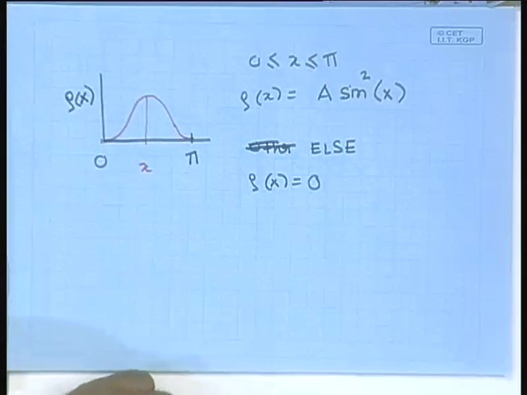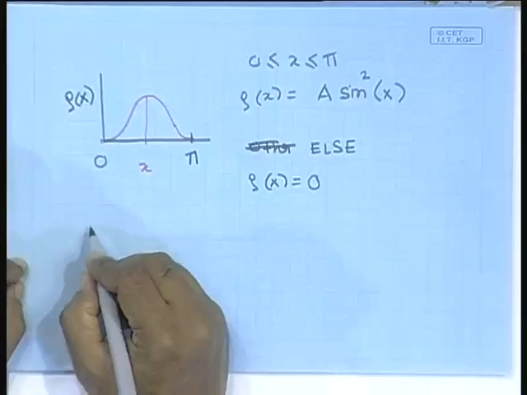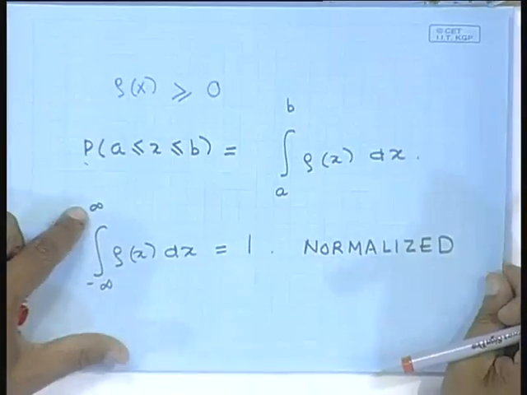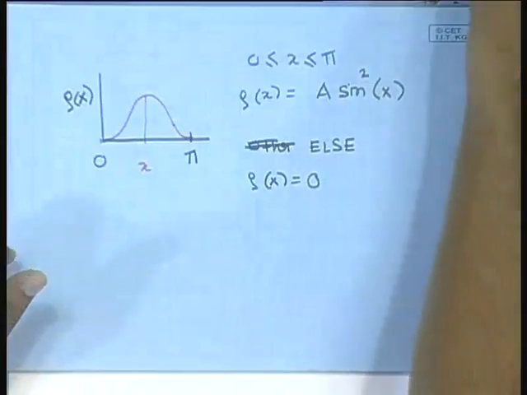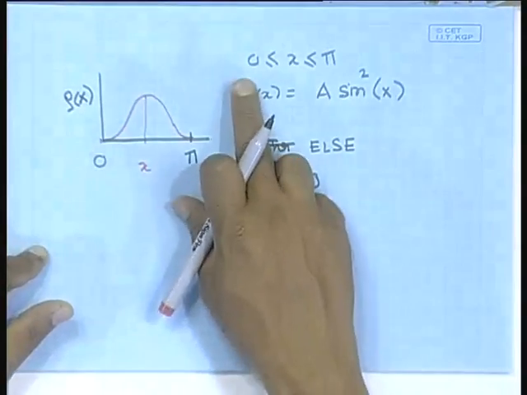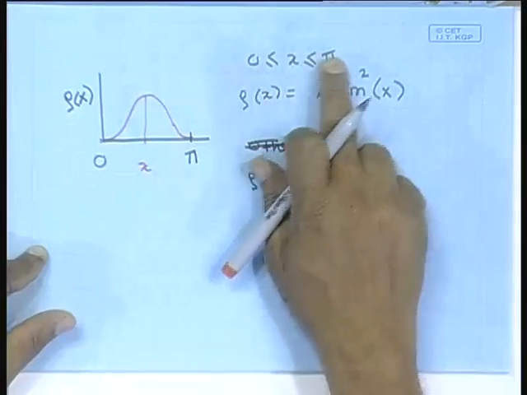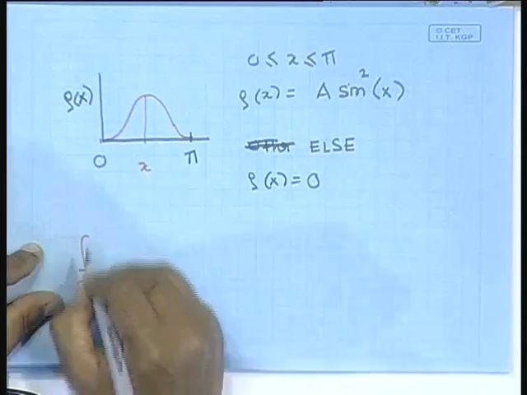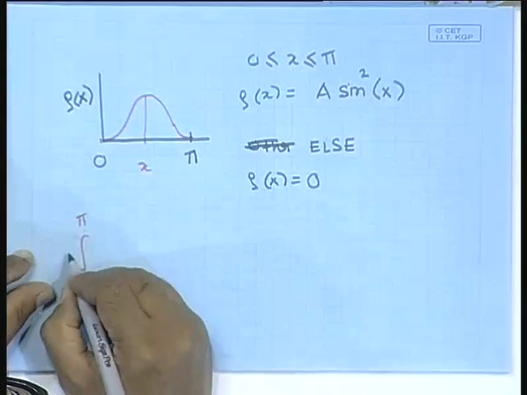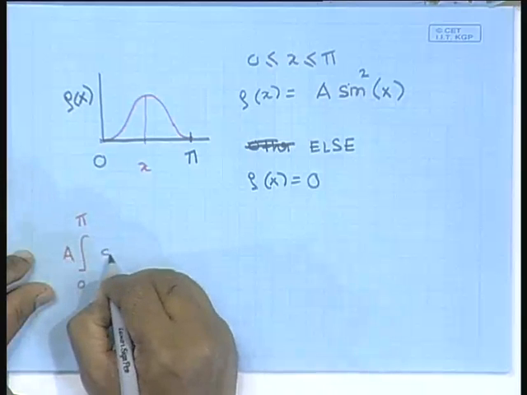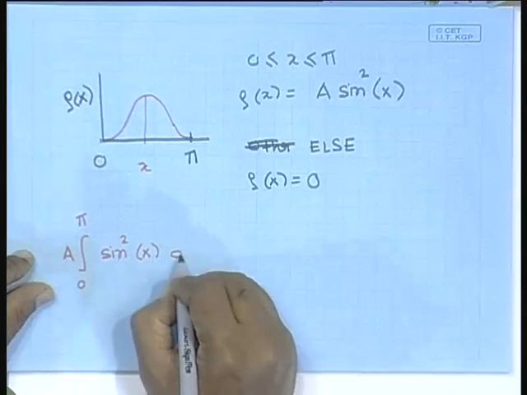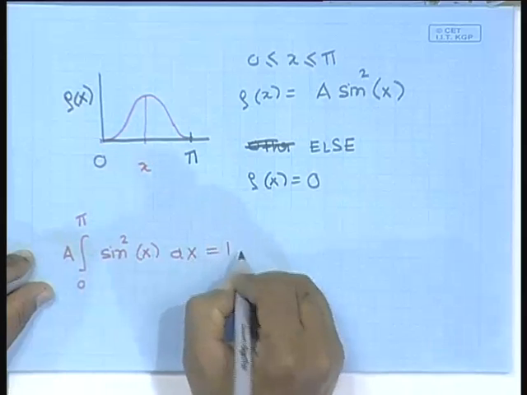So the probability density has to satisfy the property that the integral from minus infinity to plus infinity has to be equal to 1. In this particular case, the probability density is 0 outside the range 0 to pi. So it has to satisfy the condition that the integral from 0 to pi of a sine square x dx should be equal to 1.